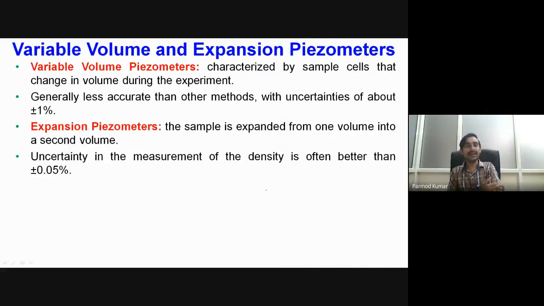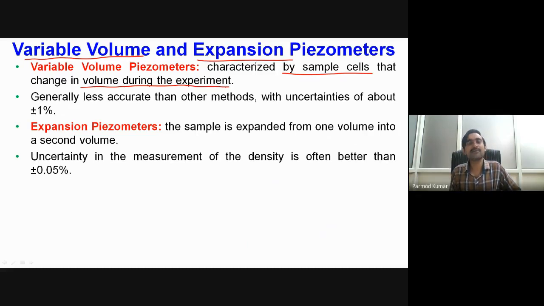Then there are another two types of devices explained over here. The very first type is called variable volume, and the second type is known as expansion piezometer. Variable volume piezometers are characterized by sample cells that change in volume during the experiment. Over here we are having some mechanical piston-like device, which will be changing the volume while we are taking the measurements.